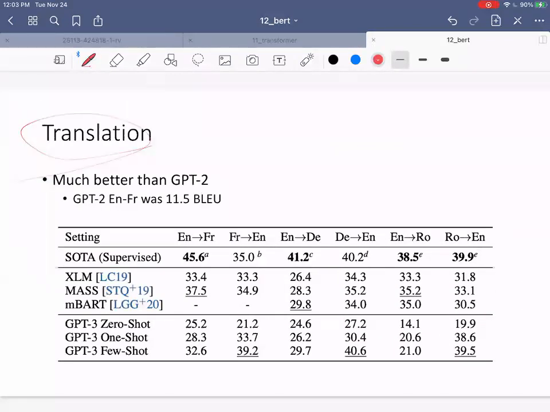Same deal with translation. It doesn't outperform all state of the art performances, but at least in French to English, GPT-3 few shot performs better than state of the art, even supervised state of the art, though not in all cases. But it's much better than GPT-2, because GPT-2 English to French was 11.5 BLEU, while in GPT-3 it's 32.6. So simply by increasing the size of the model 100 times, it can do this better than before, which is just crazy.